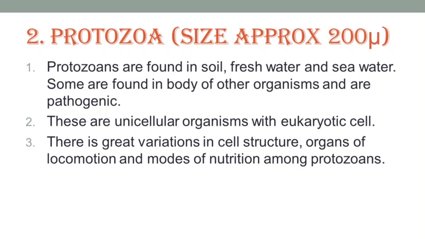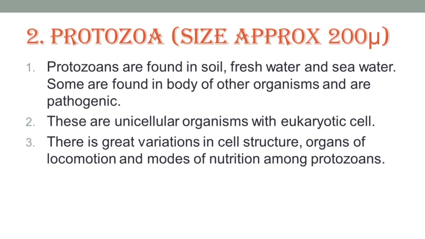Now what is the meaning of pathogenic? Pathogenic means they can cause a disease. The second point is that these are unicellular organisms with a eukaryotic cell, that means a very basic type of cell. Third, there is a great variation in cell structure, organs of locomotion and modes of nutrition among protozoa.